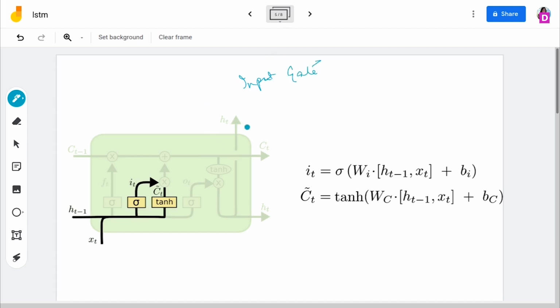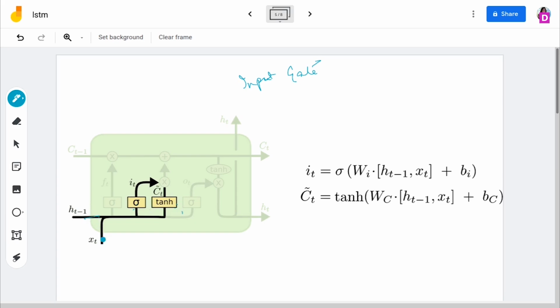So here also, the first part is very similar. In the input gate you have two parts, two different functions, and the reasons for these functions are also there. We'll discuss that also. But you have two different functions: a sigmoid function and a tanh function.